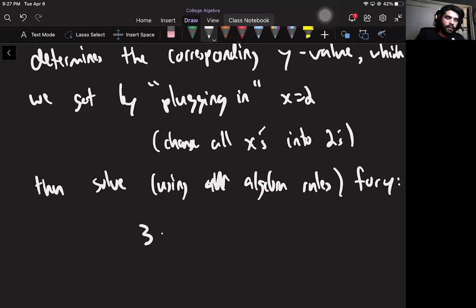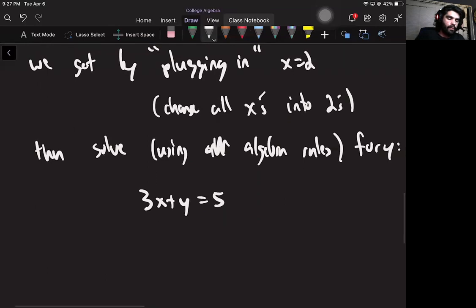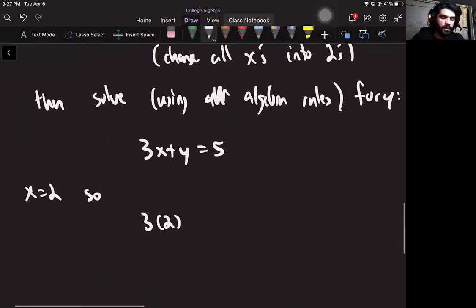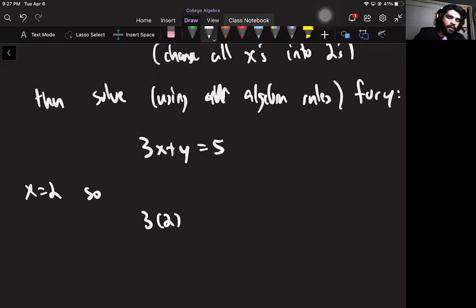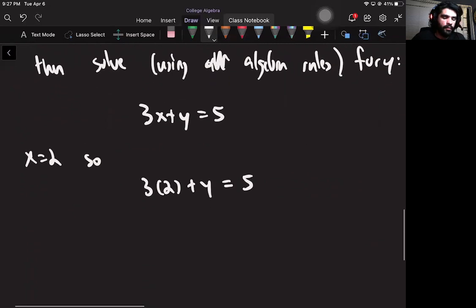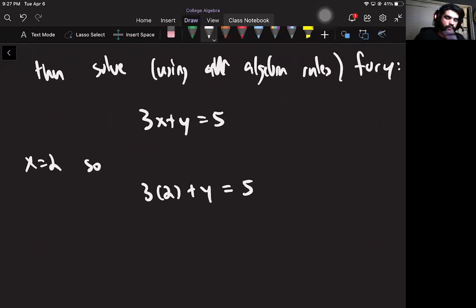So I have 3x plus y equals 5. I'm changing my x's into 2's. When you plug something in, you're often going to want to keep a parenthesis around it. It'll help make things more clear in terms of order of operations and what you should be doing. So the equation with 2 plugged in for x becomes this.